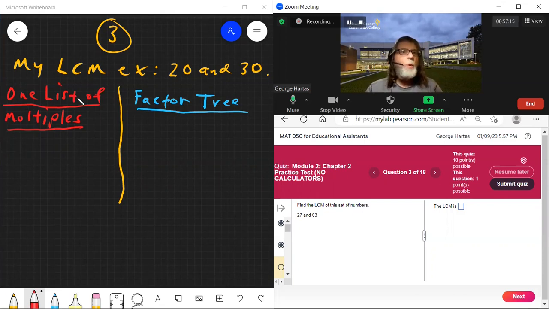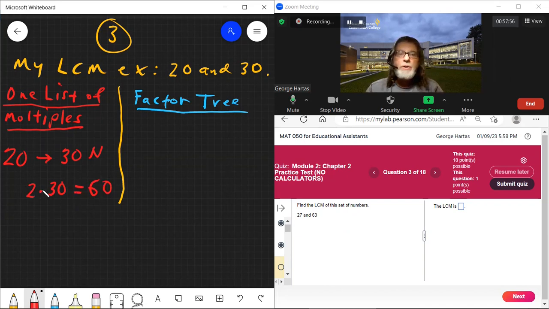So let's try the one list of multiples technique first. And the way that works is that you look at the smaller of the two numbers, in this case 20. You look at 20, and then you ask yourself, can 20 divide into 30 evenly with no remainder? And the answer is no, it cannot. So then what you do is you take the next multiple of the bigger number. So in other words, you say, well, how about 2 times 30? 2 times 30 is 60.